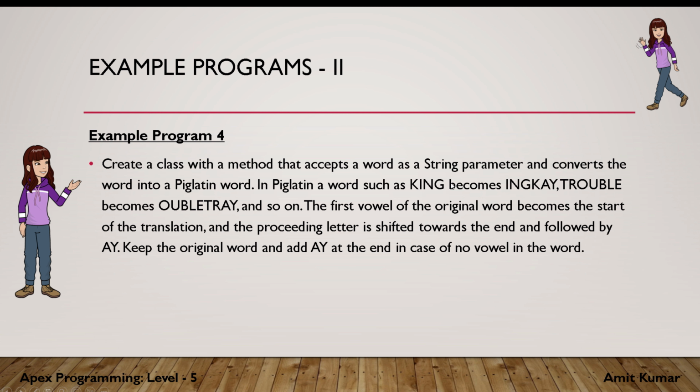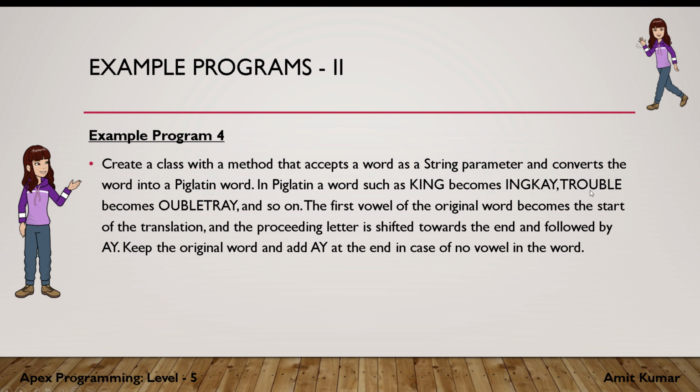So in the converted word, it starts with I, so it becomes ING, and then the preceding letter is shifted towards the end. The letter before I was K, so K was shifted to the end, hence it becomes INGK, and finally at the end we add AY, so it becomes INGKAY.